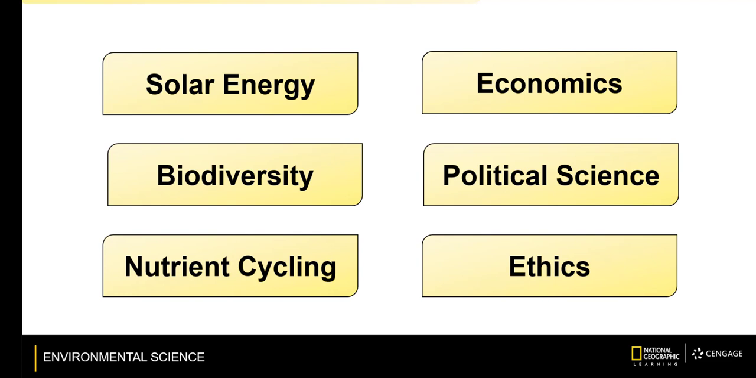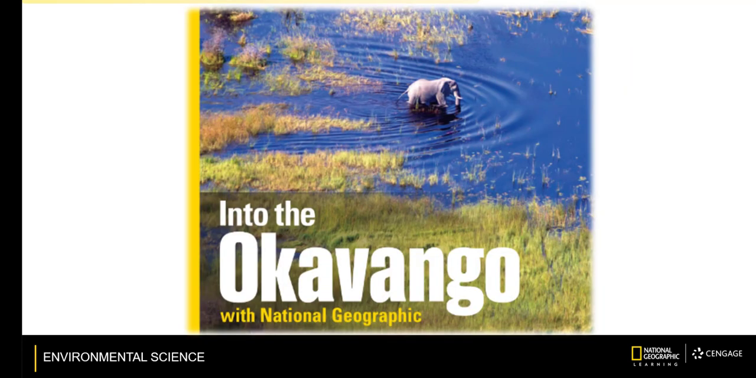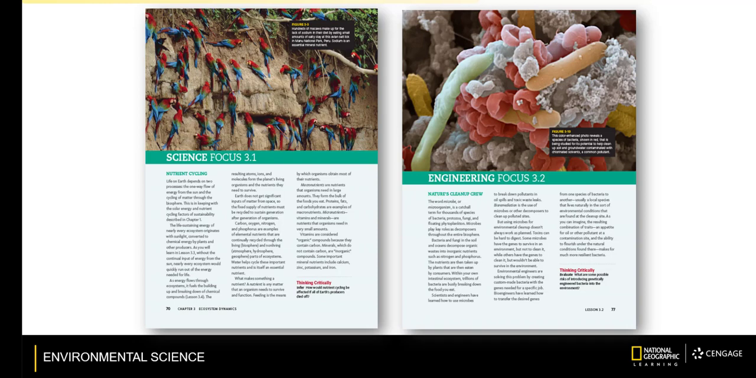Miller and Spoolman also take a balanced approach to sustainability, using the 6 principles of sustainability as their central theme. And the content begins with a feature article on the delicate balance of the Okavango Delta, followed by an introduction of the 6 principles of sustainability. Each chapter revisits these principles using sections called Science Focus and Engineering Focus.